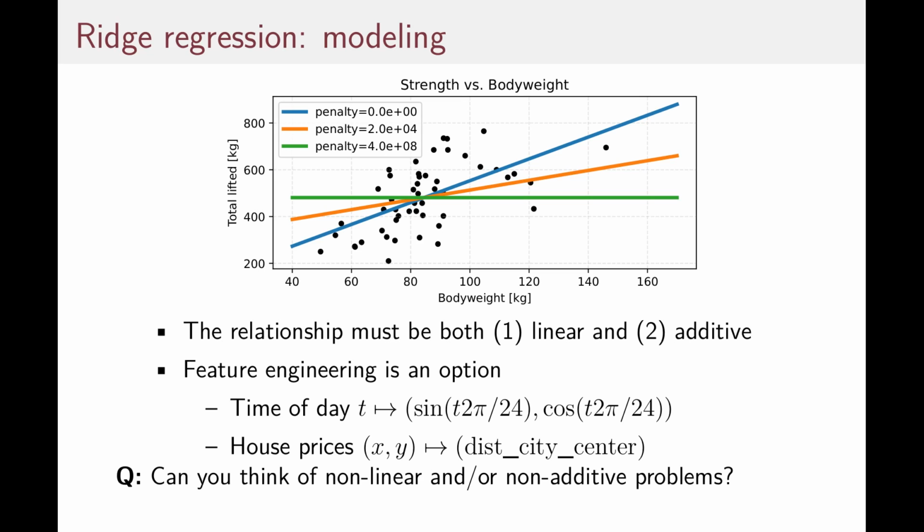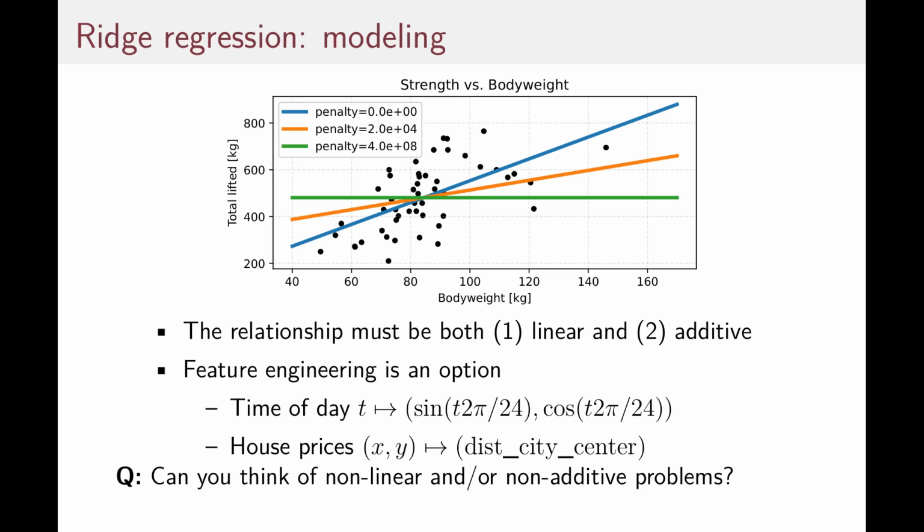So here are some examples of feature engineering, like time of day. If you have some periodic phenomena, you can map your time of day t to a circle. So that t here would be in the range between 0 and 24, like the hour of the day. And you can map that to a circle, and then a linear model can work on that circle and pick out certain phenomena that occur at certain times of the day.